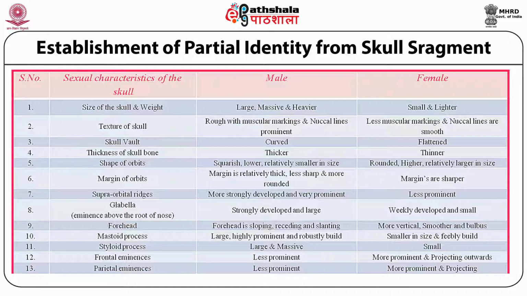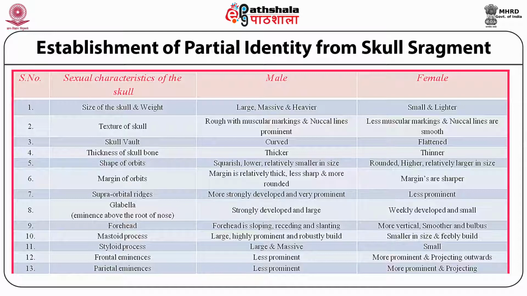The partial identity establishment can also be done with the shape of orbits, that is squarish, lower, relatively smaller in males, and rounded, higher and relatively larger in females. The identity establishment can also be done with supraorbital ridges, glabella, forehead, mastoid process, and styloid process, that are large and massive in males and small in females.